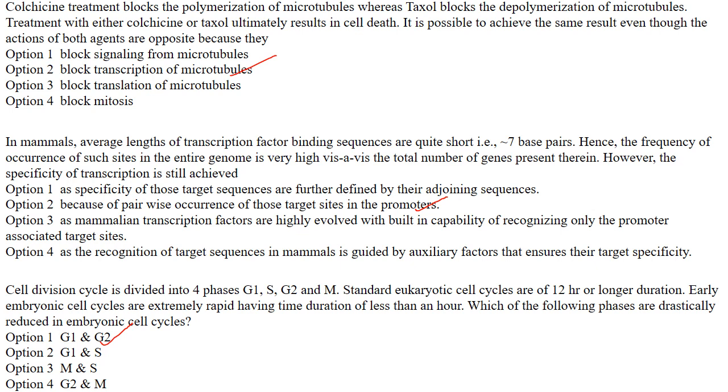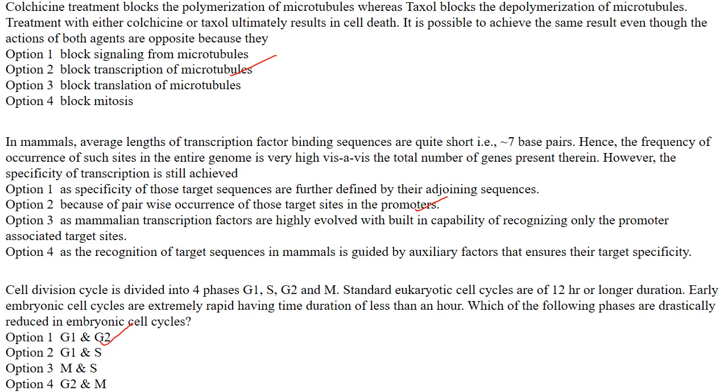The next one. In mammals, average length of transcription factor binding sequences are quite short, that is approximately 7 base pair. Hence, the frequency of occurrence of such sites in the entire genome is very high, that is vis-a-vis the total number of genes present therein. However, the specificity of transcription is still achieved because of pairwise occurrence of those target sites in the promoters. Answer is option 2. Then next one.